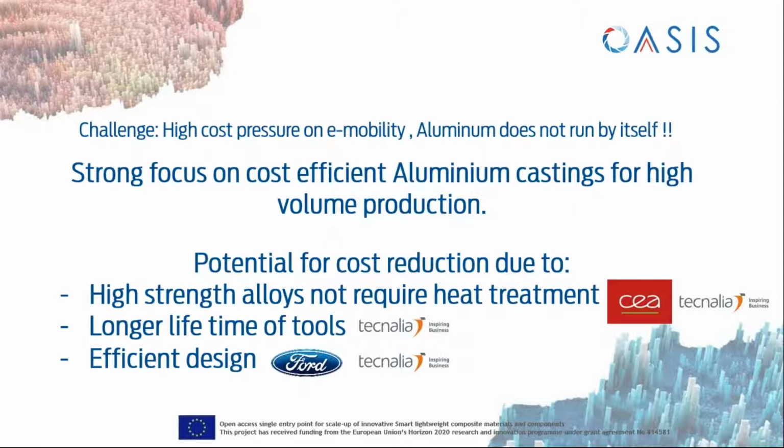And mass production means there's a high focus on costs, and all these aluminium alloys and casting are quite borderline in terms of cost. So one focus is to reduce the costs. This we can utilize with high strength alloys. This allows us to reduce the weight. And the second aspect is to reduce the cost of the manufacturing process. In this case, casting, one philosophy is to increase the lifetime of the tools.